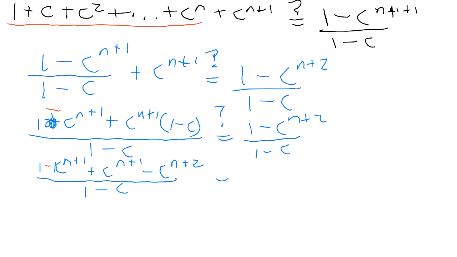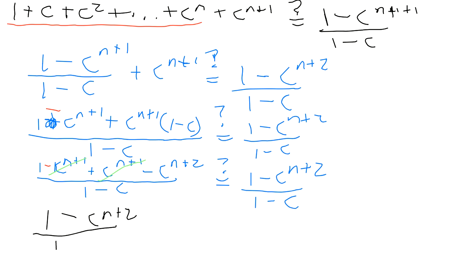And we're getting close. As you can see, starting to look like it, because we have the c to the n plus 2 now. So some cancellations take place. Use the green ink. That one cancels this one right beside it. And we're left with 1 minus c to the n plus 2 all over 1 minus c, which is exactly what we have on the right. So we have shown by induction that that statement is true for all n.